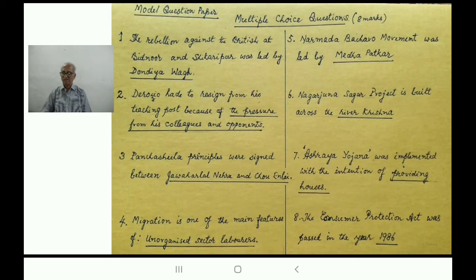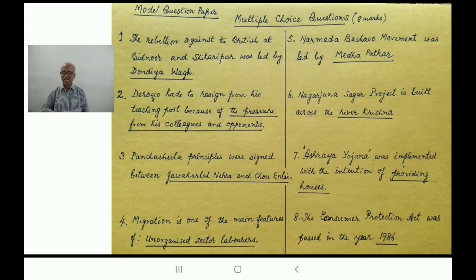Sixth question. Nagarjuna Sagar project is built across the river. A mighty project, it is Krishna river. Other distractors given here, Riand river, Kaveri river, Sutlej river. So the answer is Krishna river.